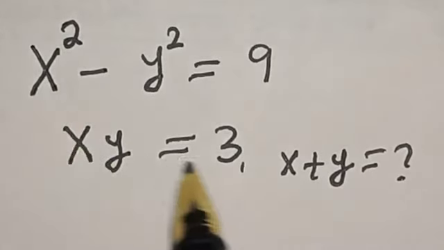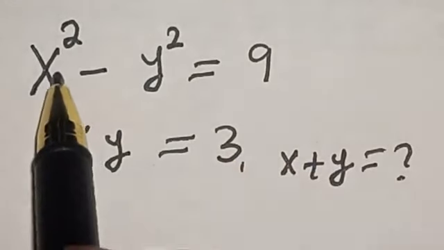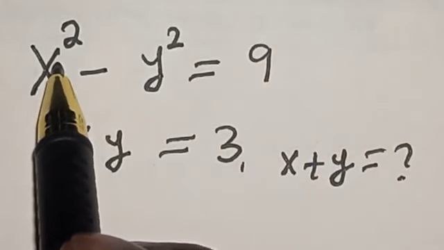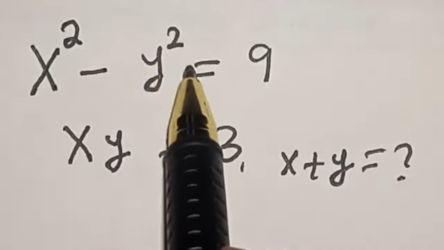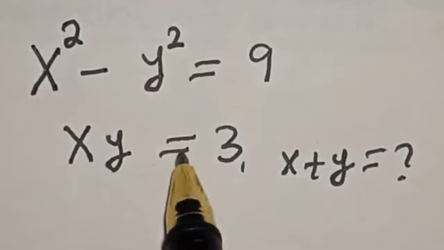In this class, we want to find the value of x plus y from this given nice Olympiad mathematics question. x squared minus y squared is equal to 9 and xy is equal to 3.